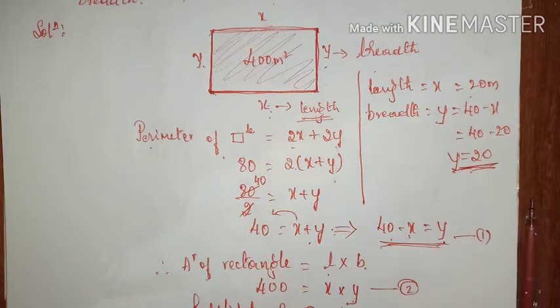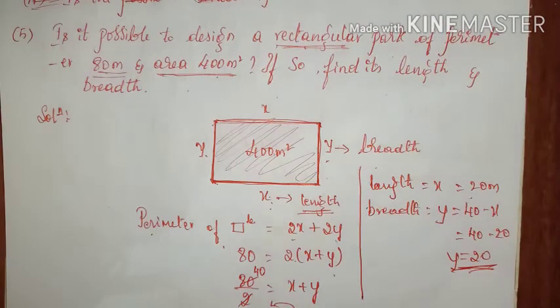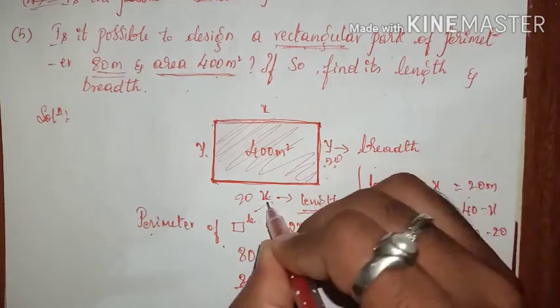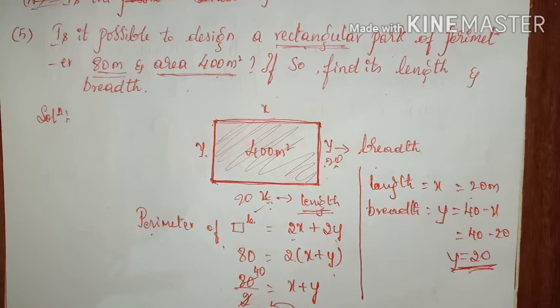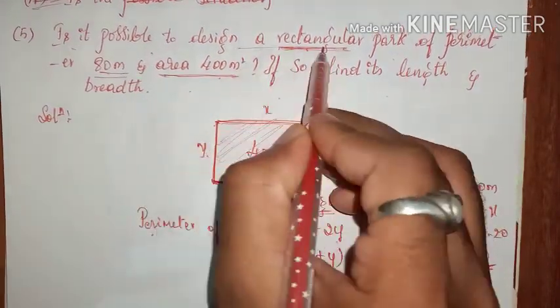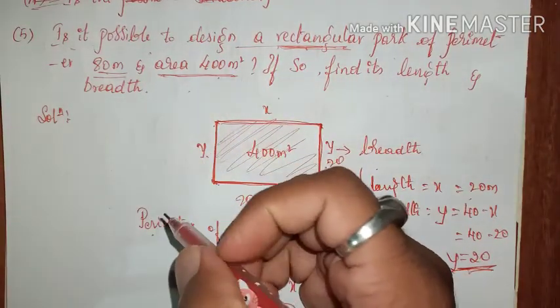But I will tell you one thing here. They have mentioned a rectangle, right? If I observe the values, I can say it is a square, isn't it? Can't we say that a square is a rectangle? Definitely you can say so, but by this measurement, because this is also 20 and 20, adjacent sides are equal. If adjacent sides are equal, definitely you can say it's a square also. So now as per the question, can we design it or not? Yes, of course we can design a rectangular park with the given measurement.